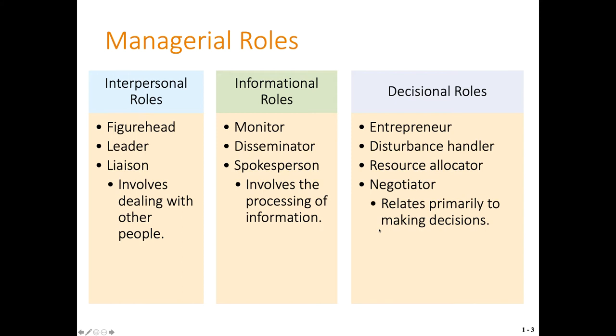You can see there that the first column, interpersonal roles, primarily involves dealing with other people. Informational roles primarily has to do with the processing of information. And decisional roles primarily has to do with making decisions. Now, all of these roles, there are 10 roles in this slide. All of these roles are important.